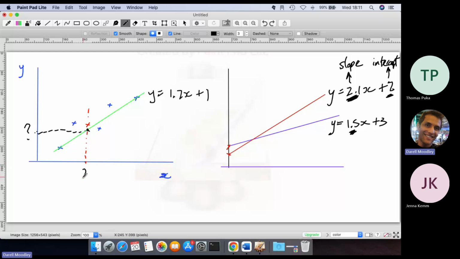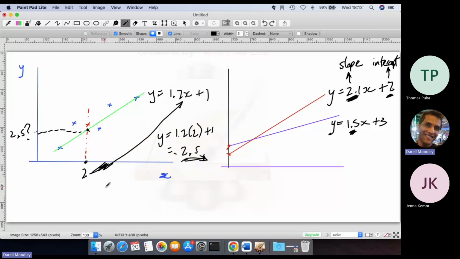So say this x value is 2. All I need to do is feed in this 2 into this x, and I'll get y equals 1.2 times x, but x now is 2 plus 1. And this value here, which is what, 2.4, 2.5, I think. But you get the idea. This 2.5 is what's going to be the estimate for this data point here.